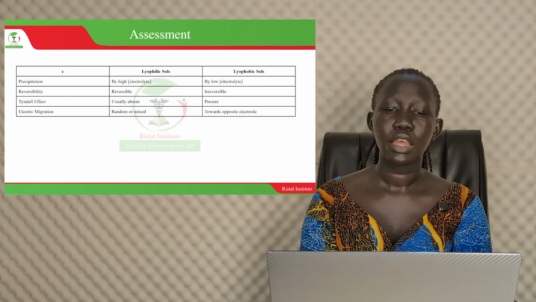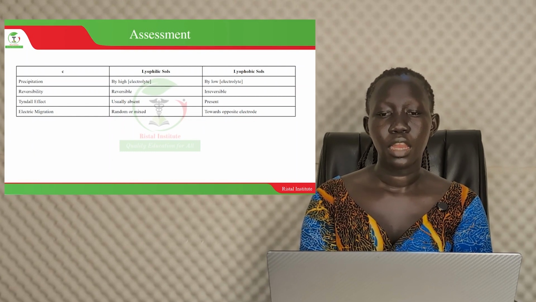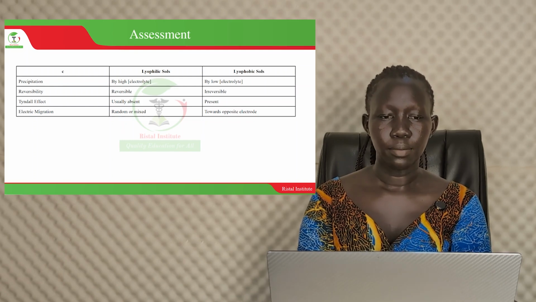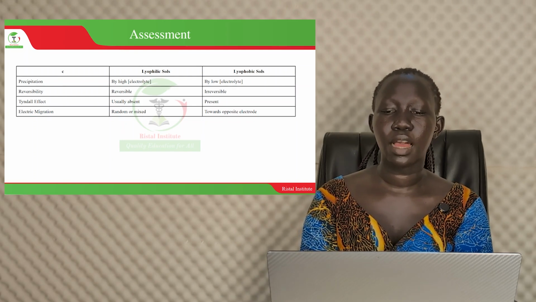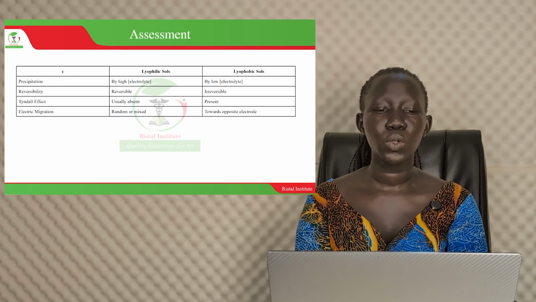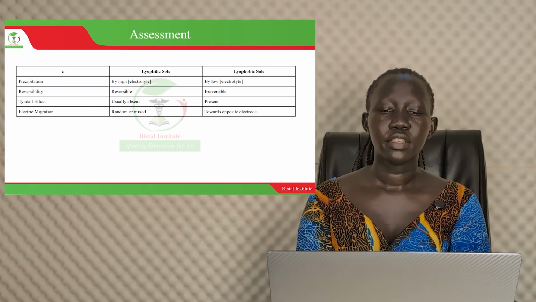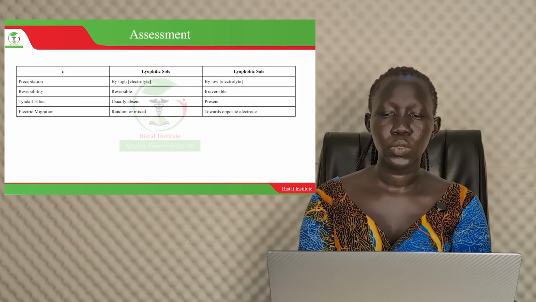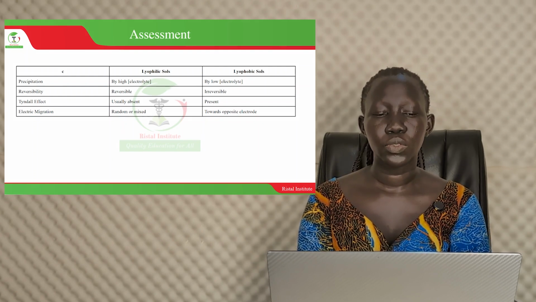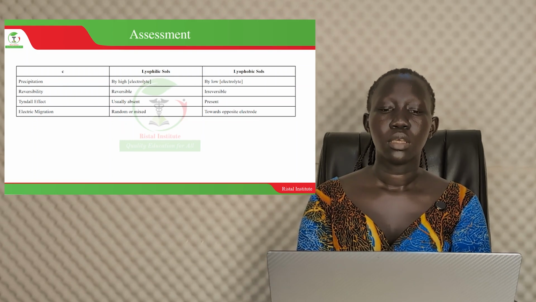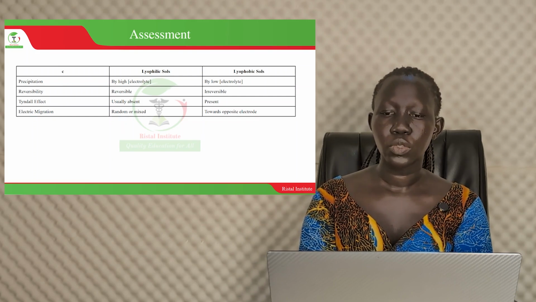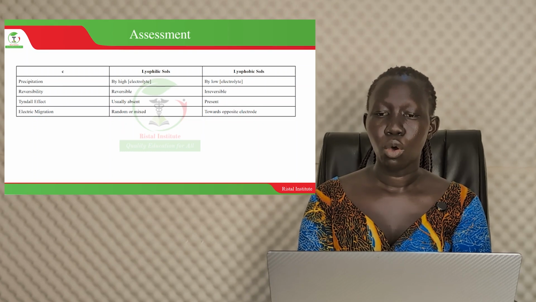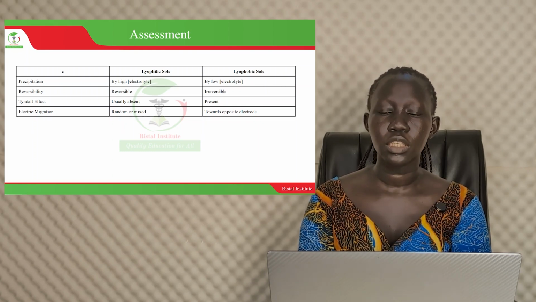By precipitation, lyophilic sols have high electrolytes, and lyophobic sols are shown by low electrolytes. Reversibility. Lyophilic sols are reversible and lyophobic sols are irreversible. We have what we call the Tyndall effect. The Tyndall effect is usually absent in lyophilic sols and it is present in lyophobic sols. Electric migration. Lyophilic sols show random or mixed, and then the lyophobic sols show opposite electrodes. They move towards the opposite electrodes.